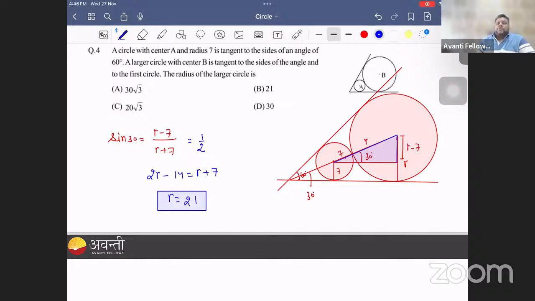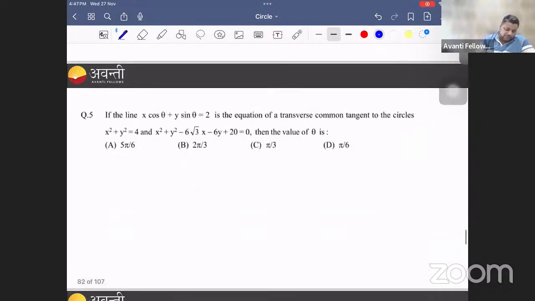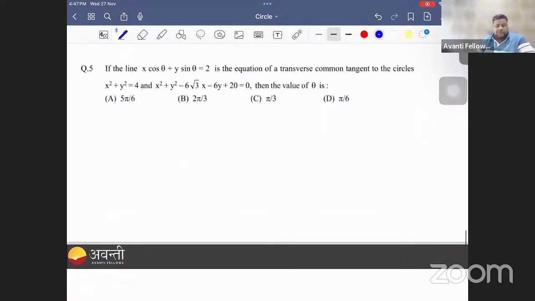Alright. Simple question, plain geometry kind of question, nothing much to do. Am I clear? Now this is easy enough. Try this one. If this line is the equation of transverse common tangent of the two circles, this and this. If you remember, I talked about transverse common tangent in the previous lecture. Then find the value of theta. Theta means they are asking you for cos theta upon sin theta. They're asking you not for the slope exactly. Well, try how do you do it?